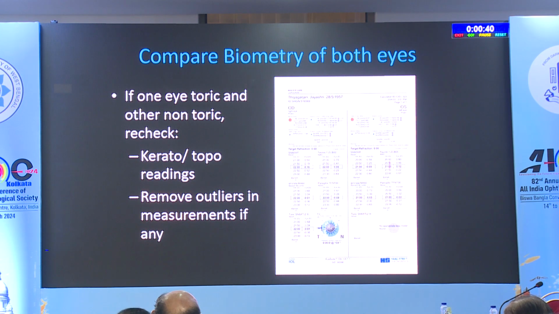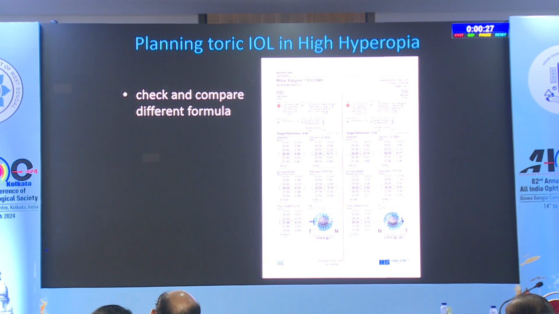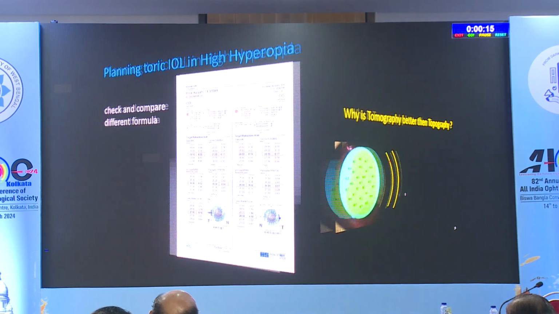Always compare the biometry of both eyes. You may pick up some error, and if there is a gap, it may not just be an anisometropia, it may be a measurement gap. So remove the outliers and re-look at the situation again. High hyperope, Dr. Bhalla has already mentioned that there could be error. So in this particular file, when you pick up the formulas, just don't rely on the Barrett 2. Also look at Holladay, also look at other formulas and see what an average is coming out to be.